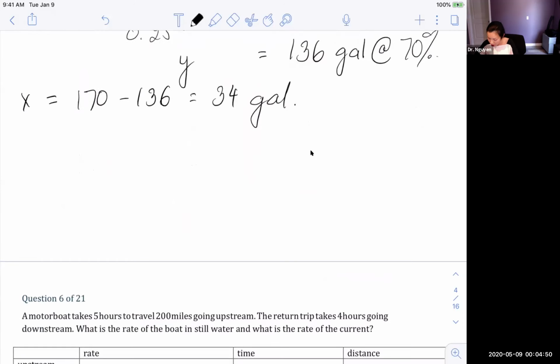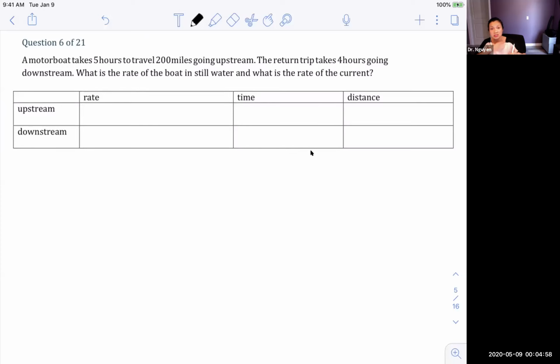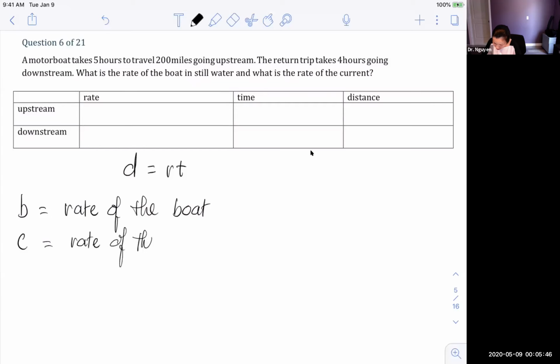of system of linear equations. So every time you see a problem with miles going upstream, going downstream, you see rate, you know that that's a motion problem. So it's going to be D equals RT. D stands for distance, R is rate, and T is time. Usually for these types of problems, it helps if you make a table, right? So we have two things we need to figure out, which is the rate of the boat in still water and the rate of the current. So I'm going to call them X and Y again, or you can call them B and C. So B is the rate of the boat in still water, and C is the rate of the current.